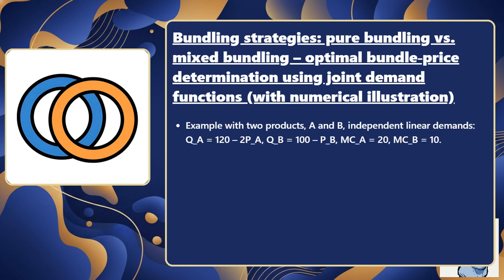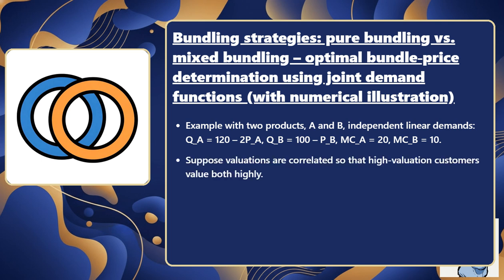Example with two products, A and B, independent linear demands. Q_A equals 120 minus 2P_A, Q_B equals 100 minus P_B, MC_A equals 20, MC_B equals 10. Suppose valuations are correlated so that high valuation customers value both highly.